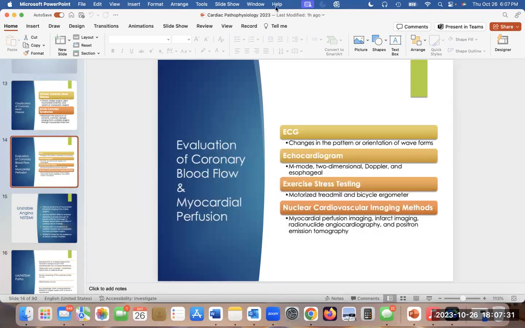Things include, like I said, we're looking at those EKGs because we want to see, are they having ST elevation? The echocardiogram, we want to look more at their heart. Stress testing is another way of determining how the heart is able to pump. And I have no idea what nuclear cardiovascular imaging is, but it just seems like it's another way to see what's going on with the heart.